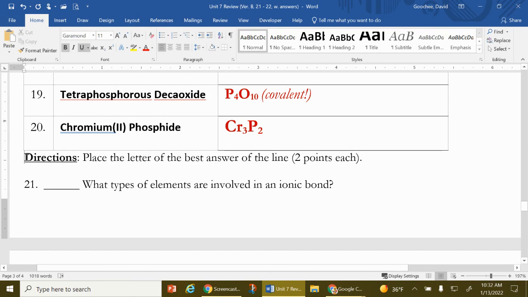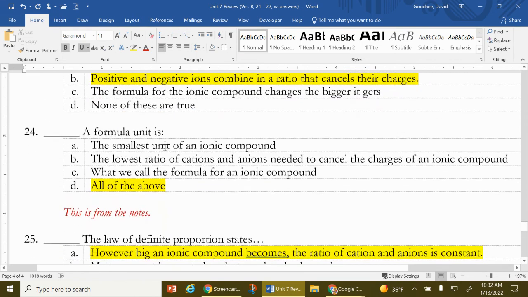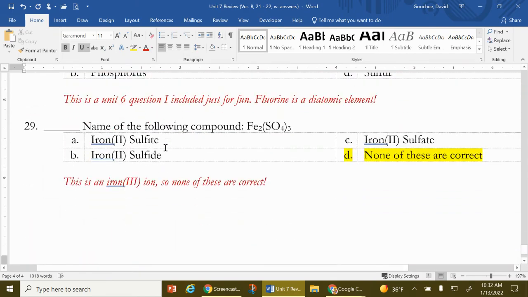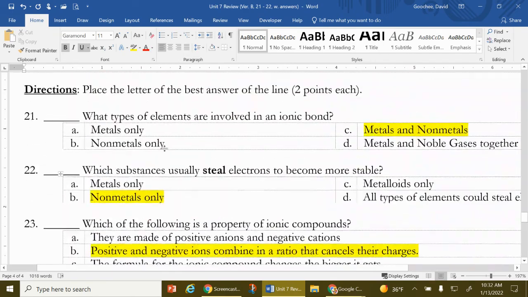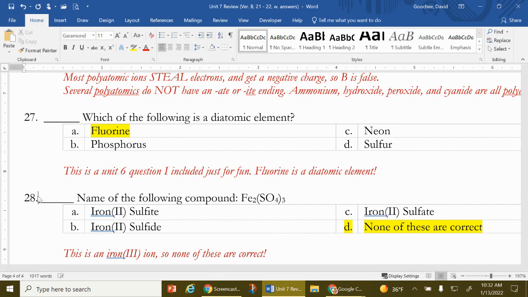Yes. There are some multiple choices. I'm not going to walk through them because I give you the answers at the bottom of the sheet with explanations to each one. All right. So you can walk through those explanations and check them out if you like. Oh, this should be 28.